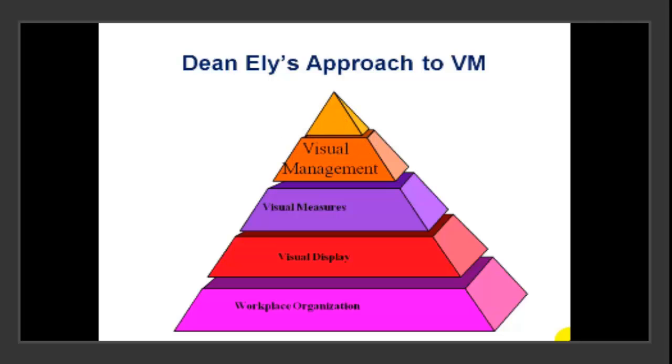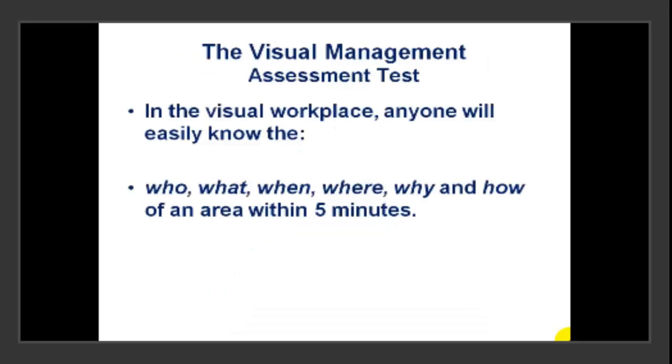So it's the same subject, just broken out a little bit differently, but that's fine. First thing is we have a visual management assessment test. In a visual workplace, anyone will easily know the who, the what, the when, where, why, and how of an area within 5 minutes. And if the boss is going to go on a gemba walk, he's going to know the who, what, when. He's going to know a lot of stuff pretty quickly.